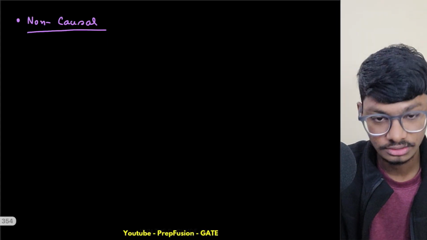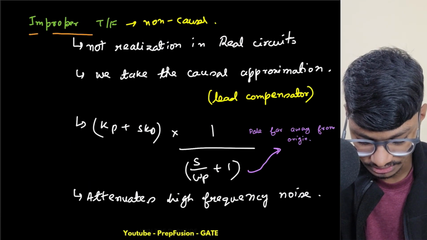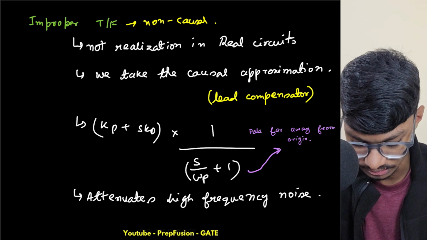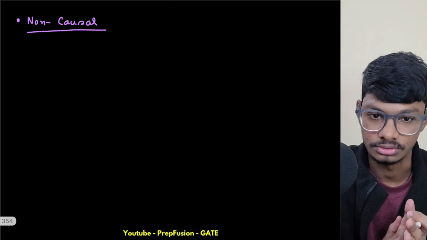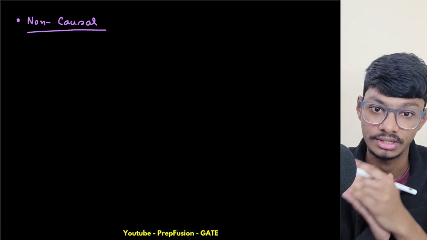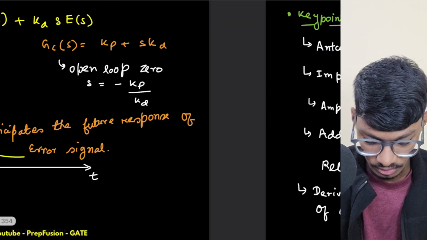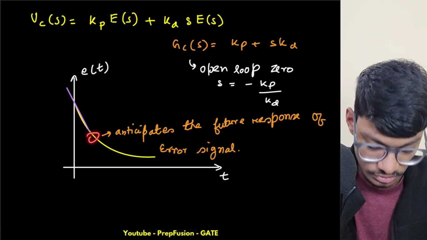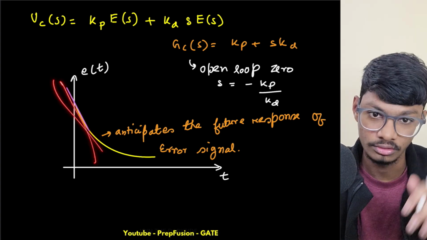Okay, so now let's go to this non-causal problem. As I mentioned, if the transfer function is improper, then it will be a non-causal system. So what do we mean by non-causal? Non-causal means where my present output depends on the future input as well. So I have to predict the future input. What will be the future input? As here, what I was doing, I was predicting that my future error signal, my input, will go down. That's why I told that slope to be negative.